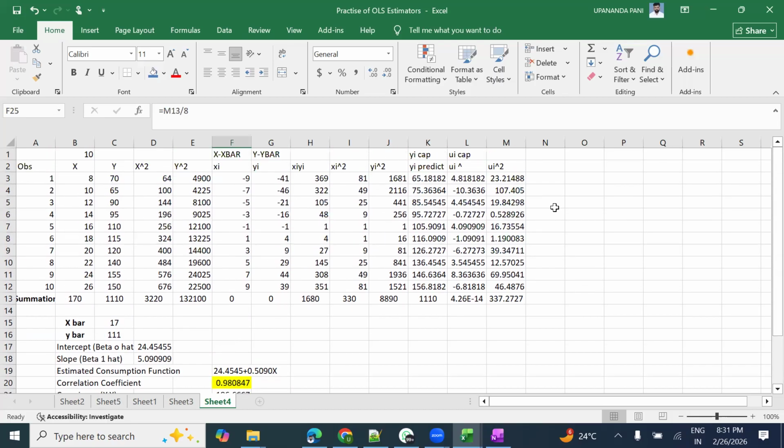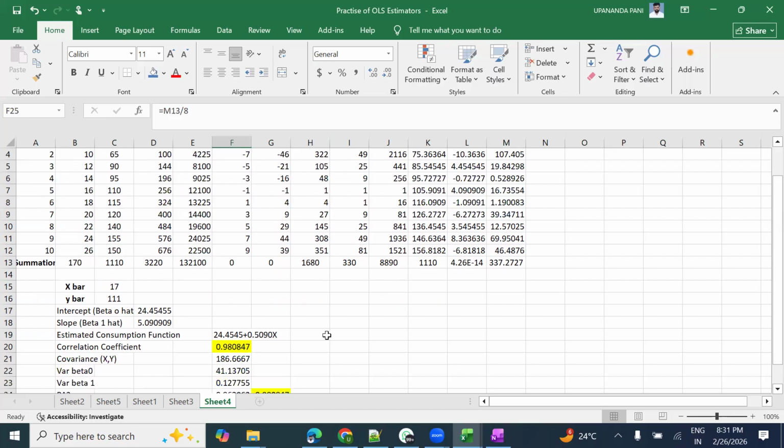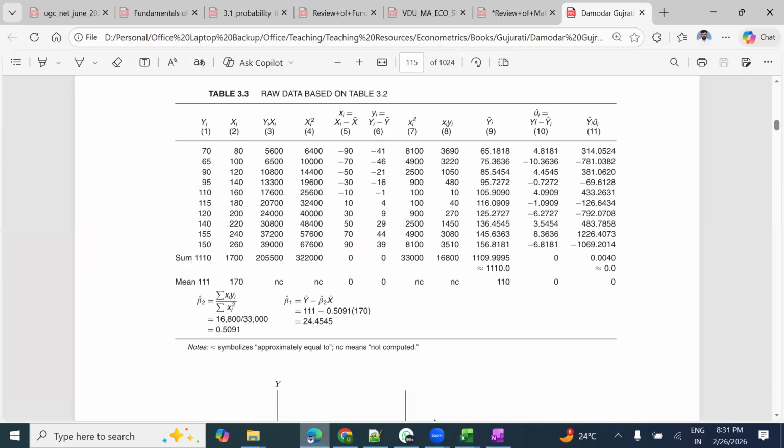Yes, sir. First step is you calculate the regression line. Then you calculate the error term. Then you calculate the error term square. I will say you take this data only and see whether you are getting the same or not. Yes, sir.